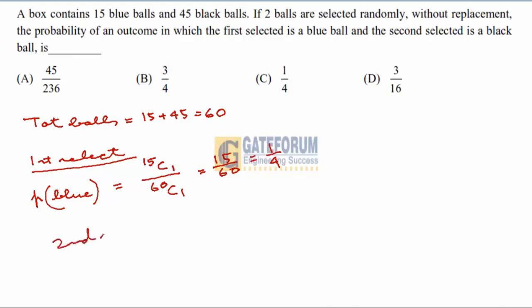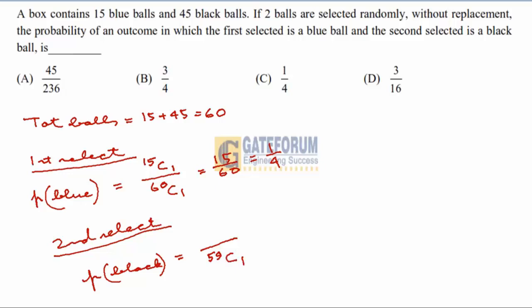Now the second selection, and let us not forget, you haven't replaced the blue ball that you picked up. So that blue ball is, suppose, in your pocket. So in the second selection, I will have to calculate the probability of selecting a black ball, because in the second selection you are picking up a black ball. The total outcome would be how much? Out of the 60 balls, one ball is in your pocket. So there should be 59 left, out of which you are selecting one.